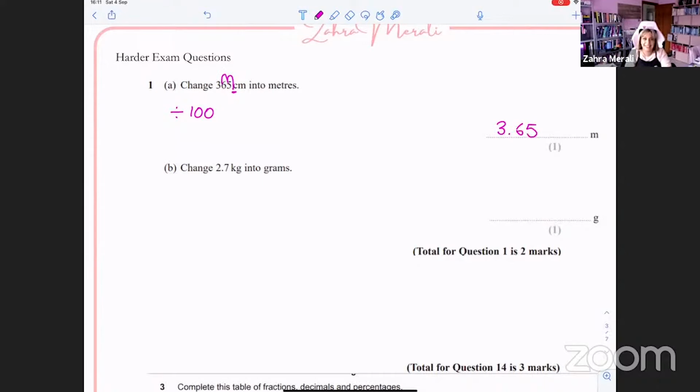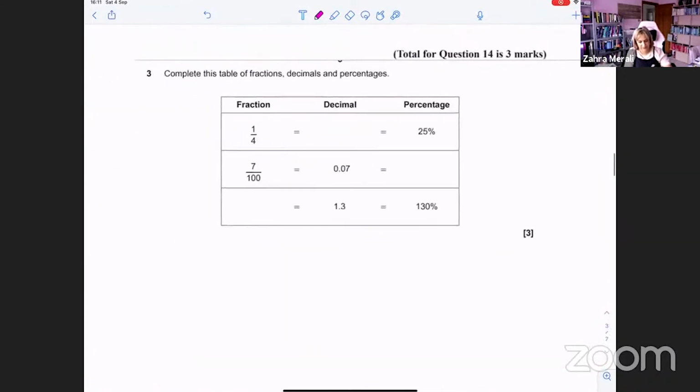Right, now we're going to go kilograms into grams again. More grams than kilograms. K, our brain goes 1,000. So we're going to jump it 3, 1, to give us 27, and 2 more, which will be 0. So 2,700 grams.